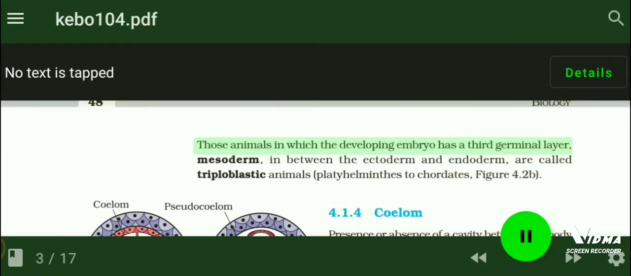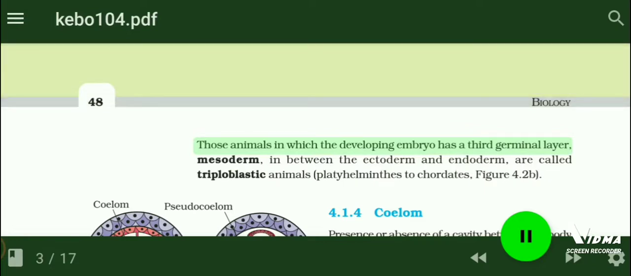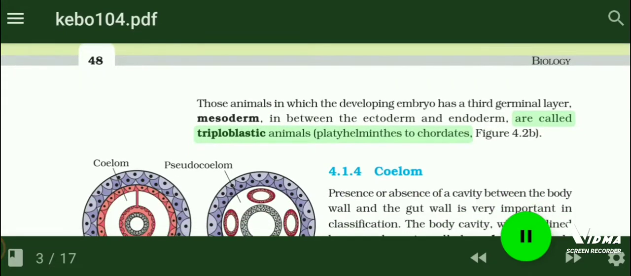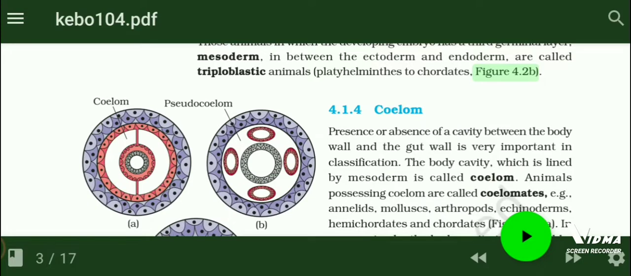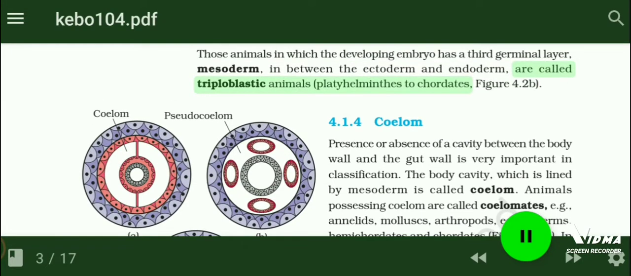Those animals in which the developing embryo has a third germinal layer, mesoderm, in between the ectoderm and endoderm, are called triploblastic animals, Platyhelminthes to chordates, figure 4.2b.